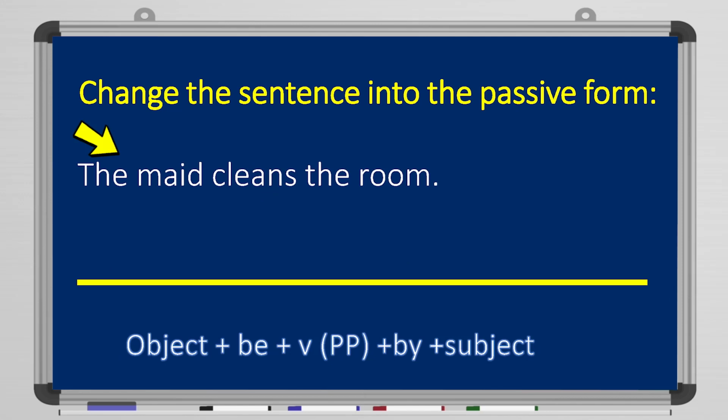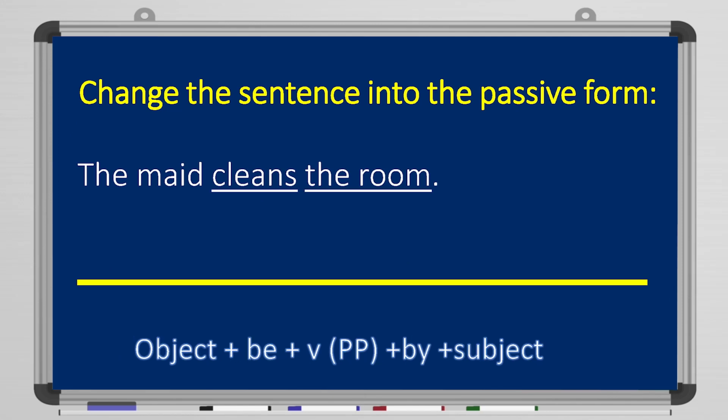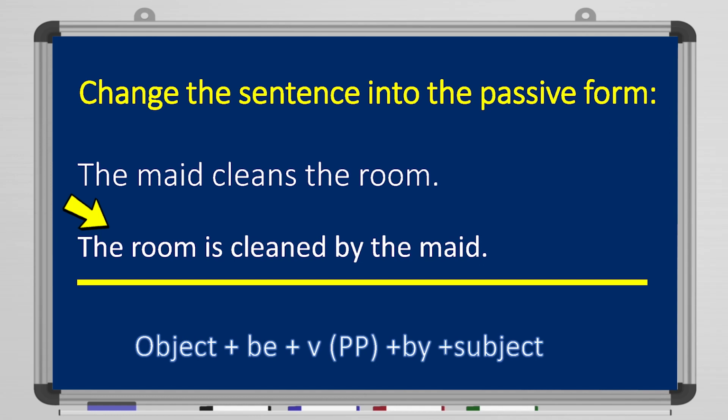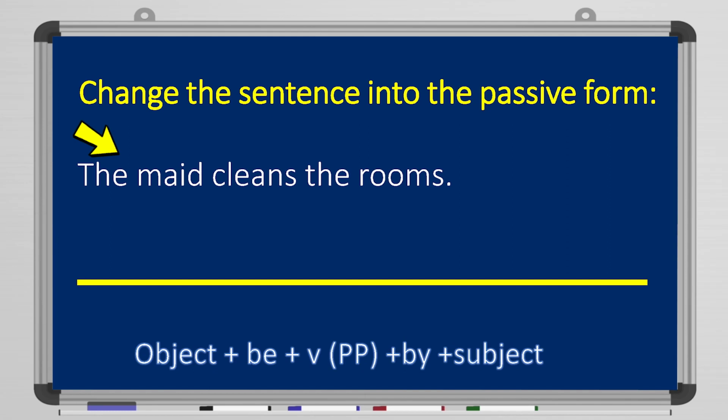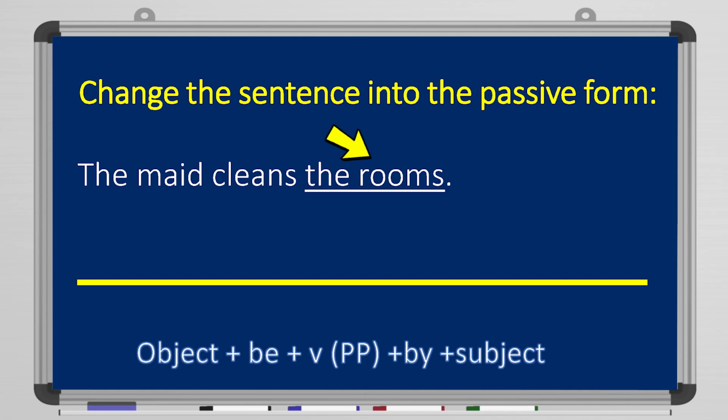Let's look at another example. The same sentence, but in different tense form. The maid cleans the room. Is there a modal verb here? What do you think? No, there is not. What's the tense of the verb? Cleans, it's in present. If there is no modal verb, what did we say? We add is, am, are, was, or were, based on the tense of the verb and the object. So the room, which is one, cleans is in the present, so we'll say the room is cleaned by the maid.